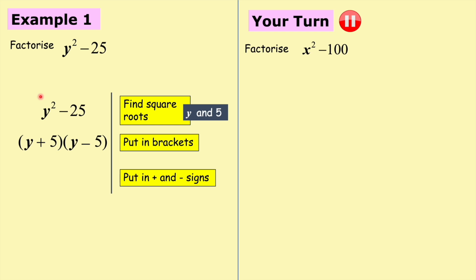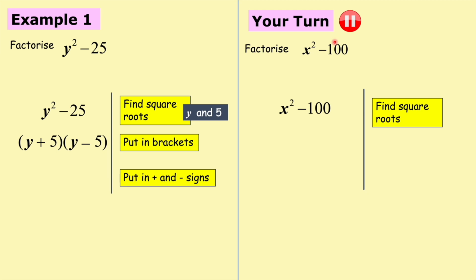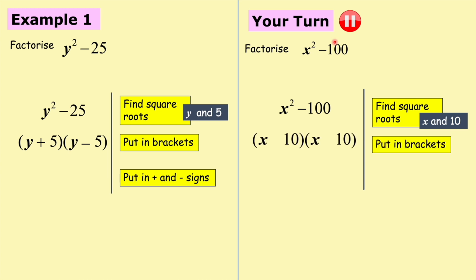Okay, hopefully you've unpaused now. So we're going to be looking at the difference of these two square terms. So we're going to find the square roots of each of those terms, so x and 10, because 10 times 10 gives you 100. Then we're going to put it into brackets, so we're going to draw our brackets out. The square root of the first term goes at the start of the bracket, the square root of the second term goes at the end of the bracket, and then you're just going to fill it in with the plus and negative sign. So well done if you got that.